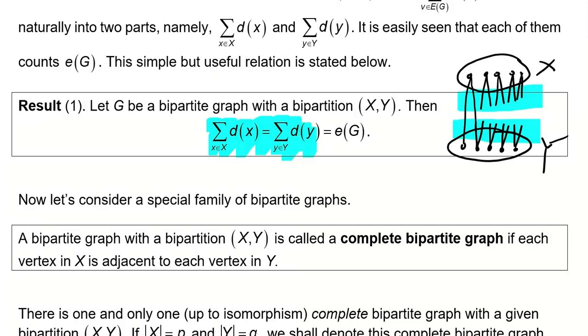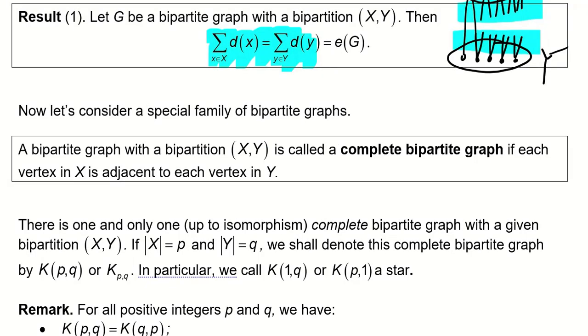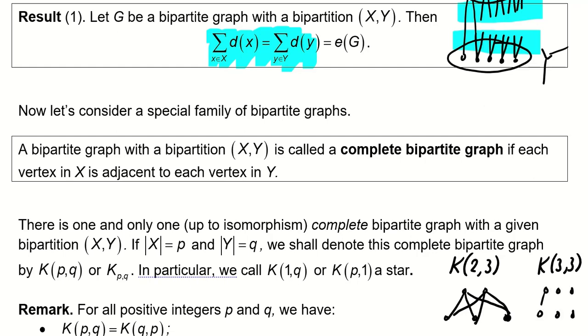And it's just like the idea of a complete graph. We have a complete bipartite graph if each vertex in X is adjacent to each vertex in Y. And we say that there is one and only one, up to isomorphism, complete bipartite graph with a given bipartition X, Y. In this case, the symbol is K_{p,q}. So let's say, for example, K_{2,3} will be something like this. K_{3,3} will be another graph which looks like this.